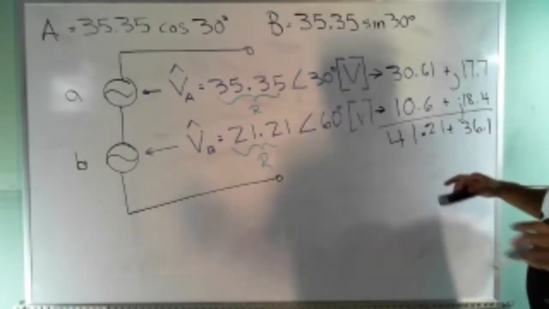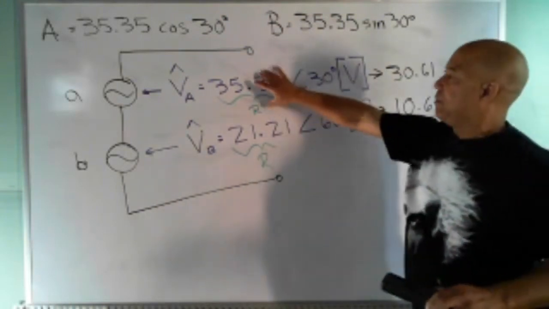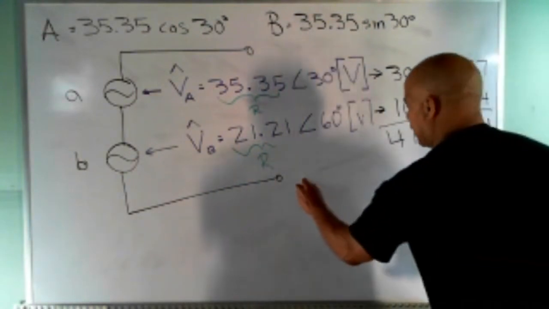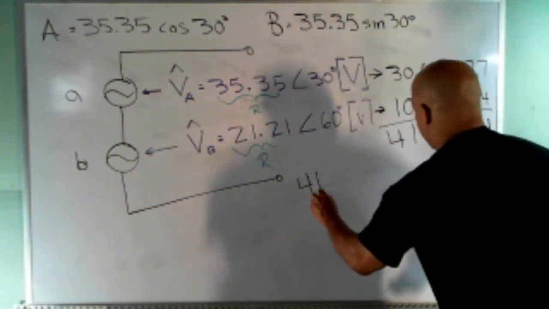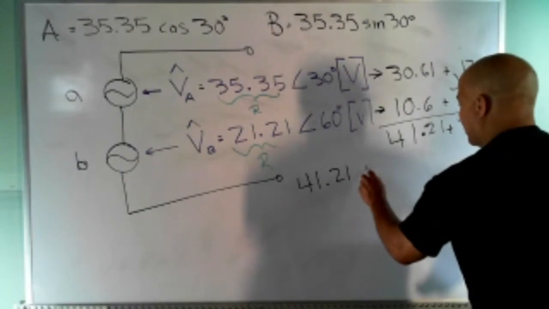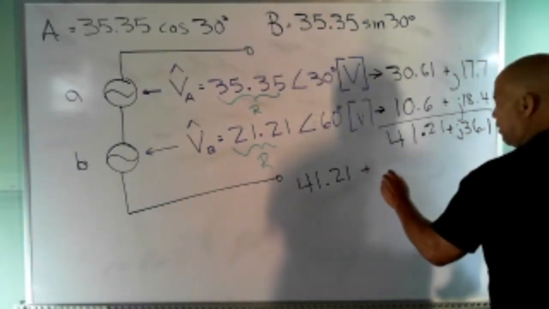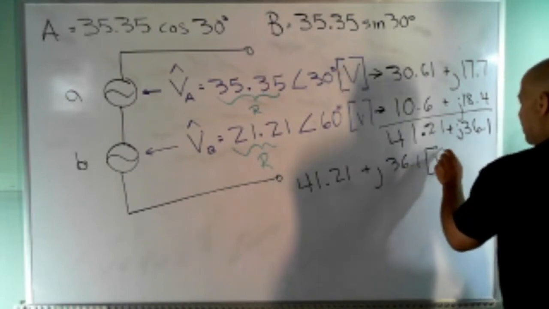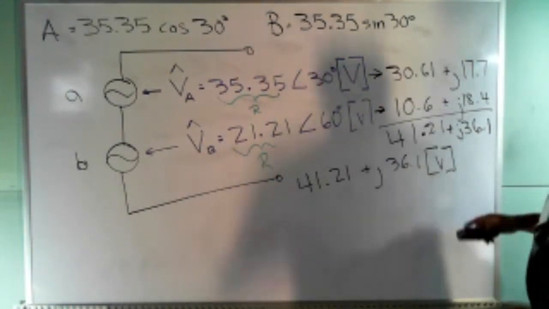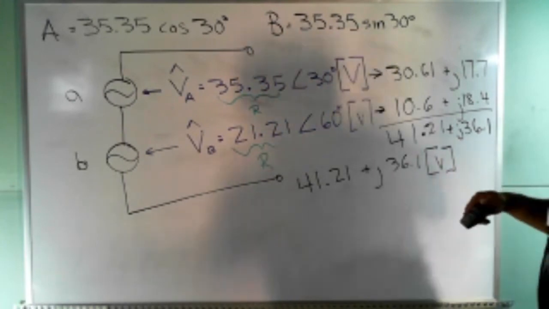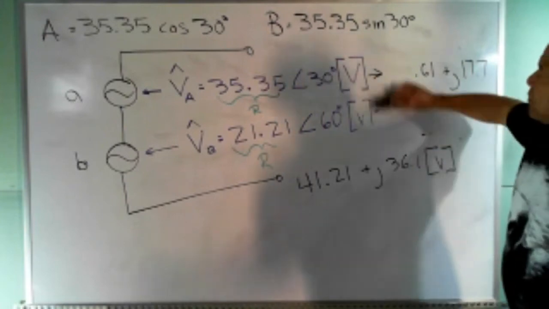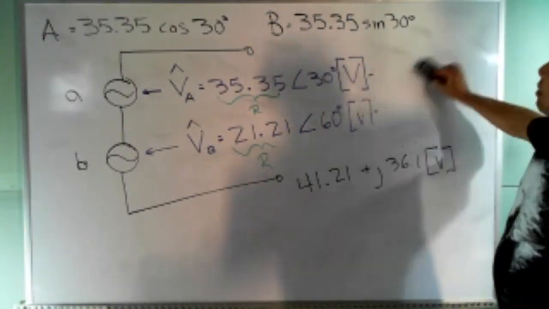Now, you don't leave it like this. However you were given the waveform is what you want to show. So let me write this number over here so it's neater. I got 41.21 plus J 36.1 volts. I've added these up, and now I have to go back to polar form. You always want to show your current or voltage as phasors in polar form.